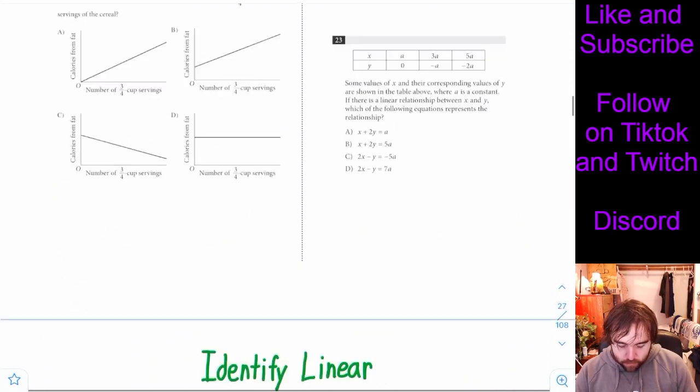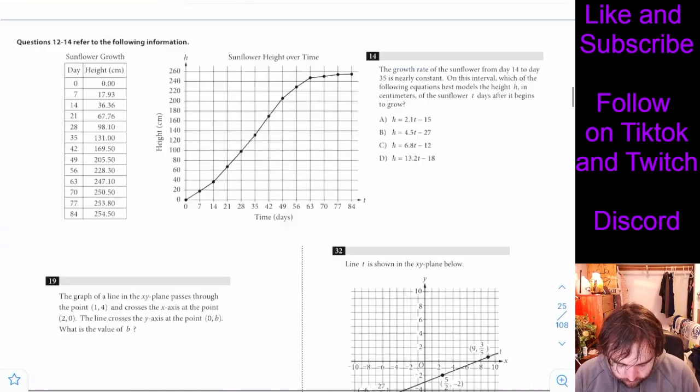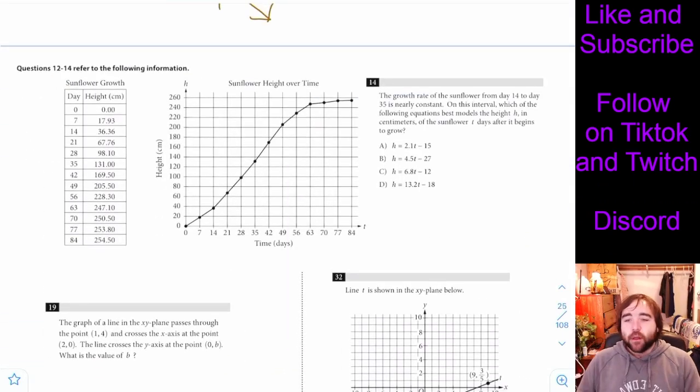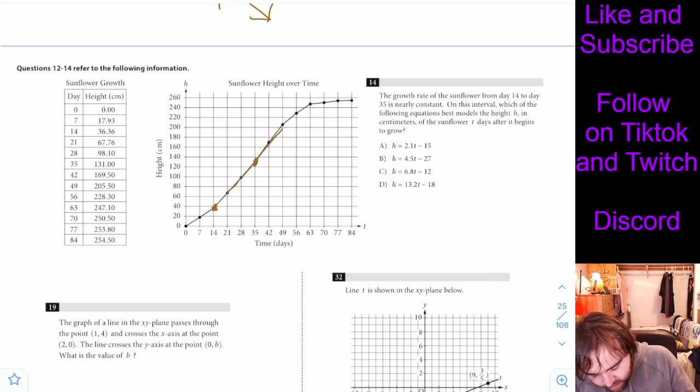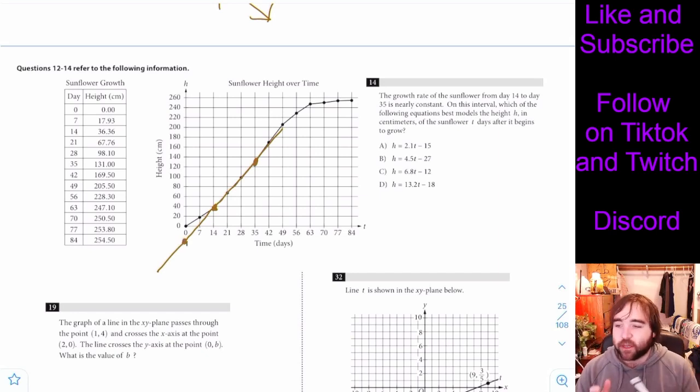All right. We've got 3 more pages. So what's going on here? The growth rate of the sunflower from day 14 to day 35 is nearly constant. So it's a line. On this interval, which of the equations best models that line? So let's see, day 14 to day 35. Let's just look at it on the graph first. So they're talking about right there. Let's sketch out the graph, so then we can see, at least roughly, where the y-intercept is going to be. Looks like it's definitely going to be negative something.